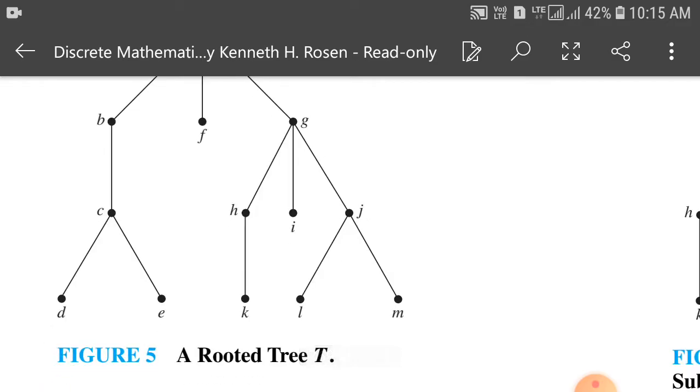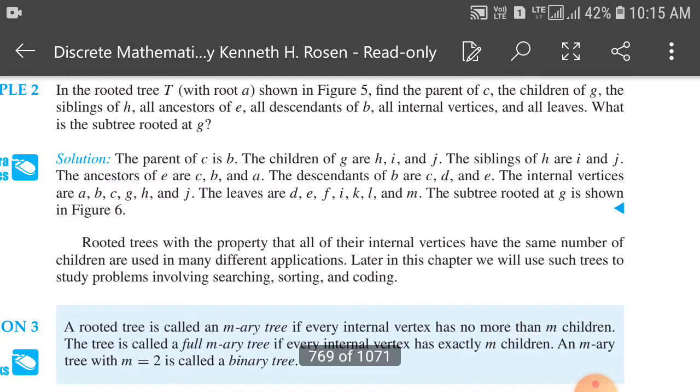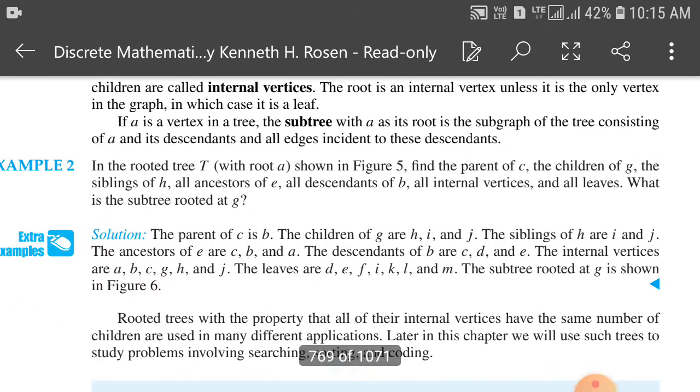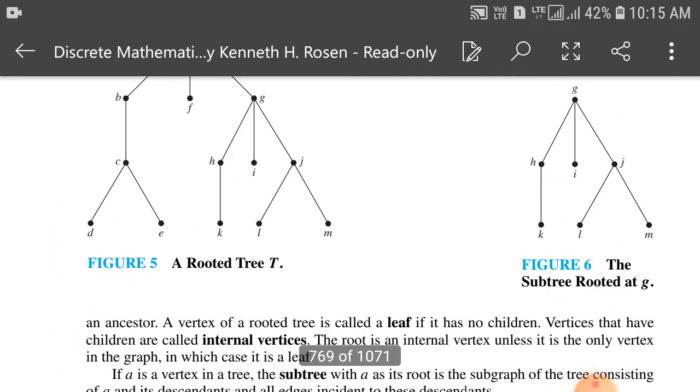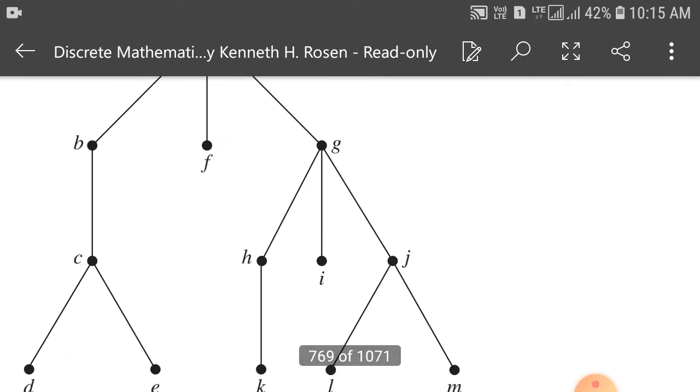Okay, so like that they are called children. How we will find the children, we'll see in the example. Now the siblings of H. Observe, how to find out the siblings of H. What is the parent of H here? G. Then the remaining children of G are I and J. That means the siblings of H are nothing but I and J only.